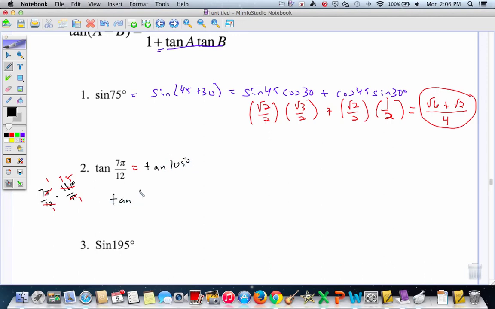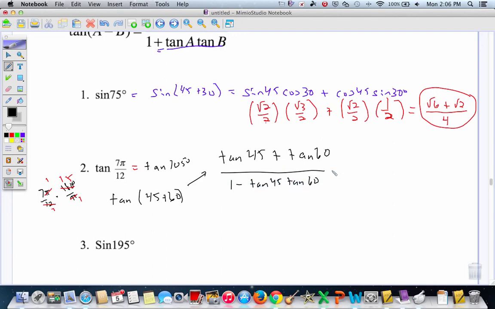From our unit circle, we could take the tangent of 45 plus 60 to get to that. I'm going to expand that out up here. That would be the tangent of 45 plus the tangent of 60 over 1 minus the tangent of 45 times the tangent of 60. Going to our unit circle, the tangent of 45 is 1, and the tangent of 60 is square root of 3.